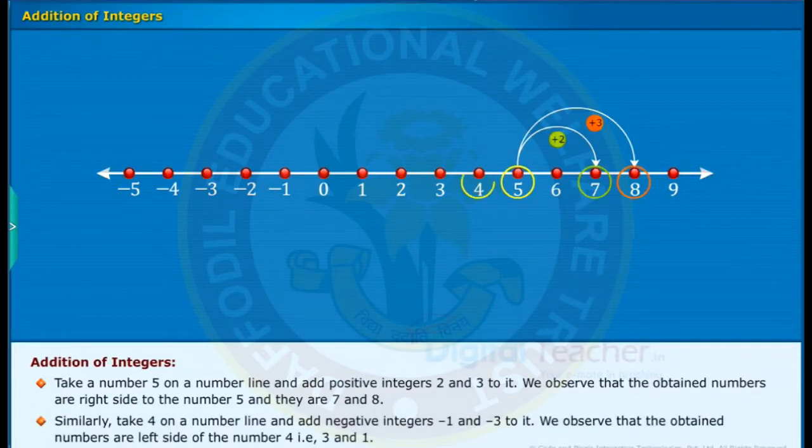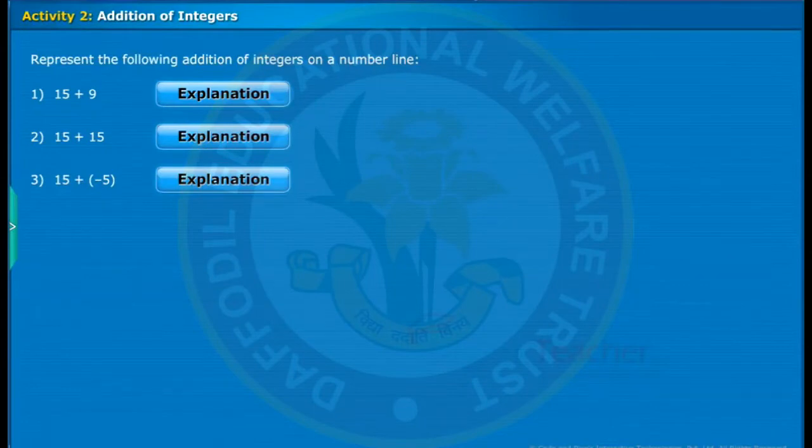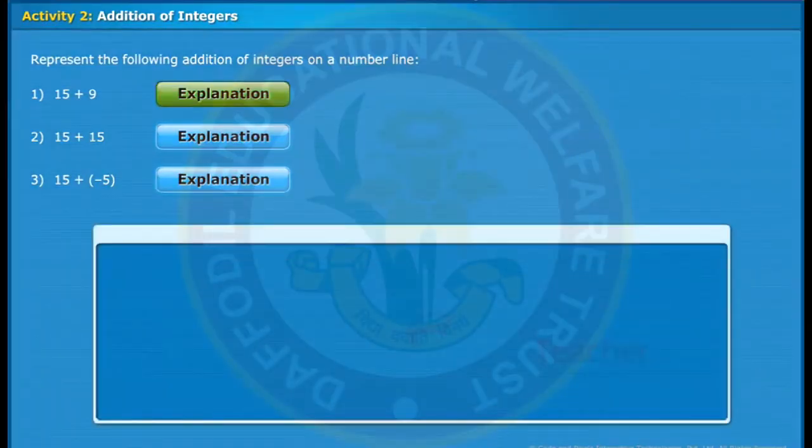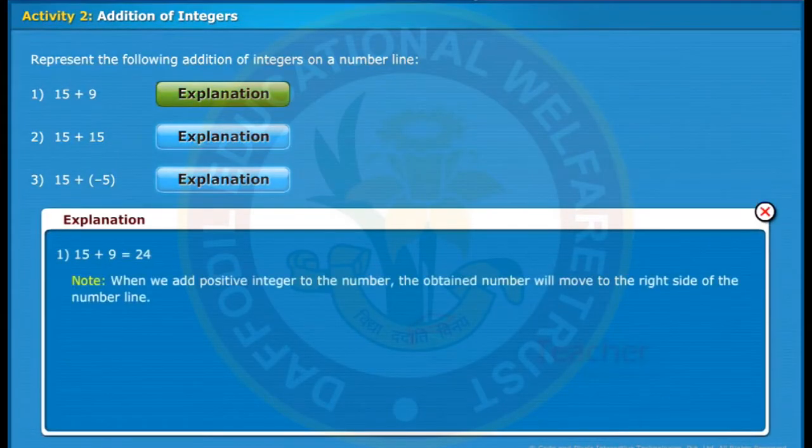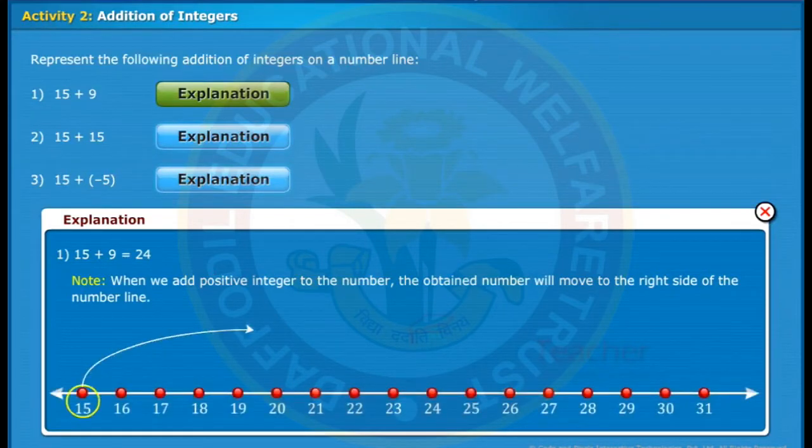Similarly, take 4 on a number line and add negative integers -1 and -3 to it. We observe that the obtained numbers are left side of the number 4, that is 3 and 1. Let us do an activity to represent the addition of integers on a number line. Note: when we add positive integer to the number, the obtained number will move to the right side of the number line. Its representation is as shown on screen.